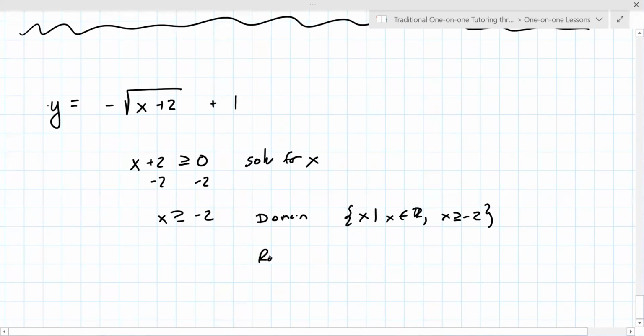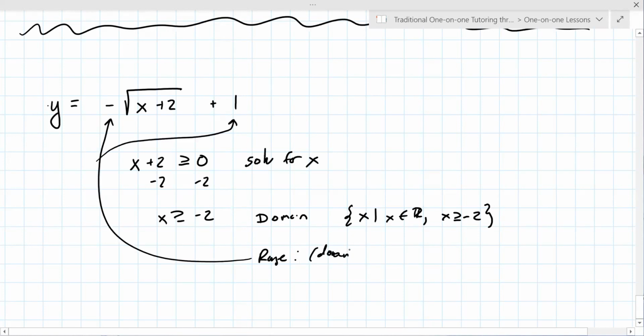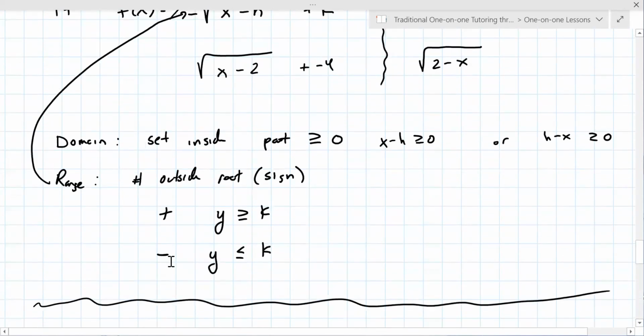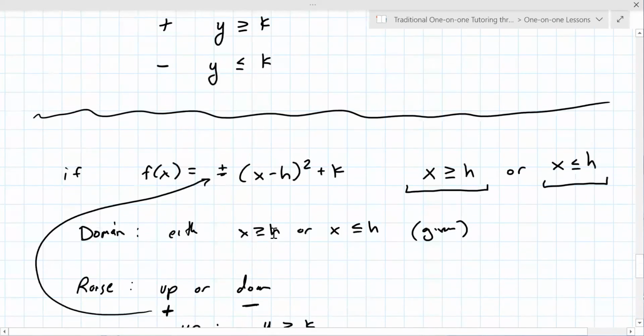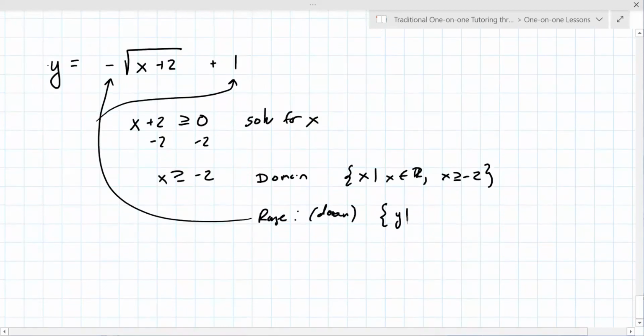The range depends on whether it opens up or down. Does this thing open up or down? It's based on that right there, and then further based on the negative on the outside and the 1. So this goes down because of that negative. If you go back to our notes, if there's a negative on the outside of the root, which is the case here, it's less than or equal to. So it's y, an element of the real numbers, y less than or equal to 1 because of that number there.